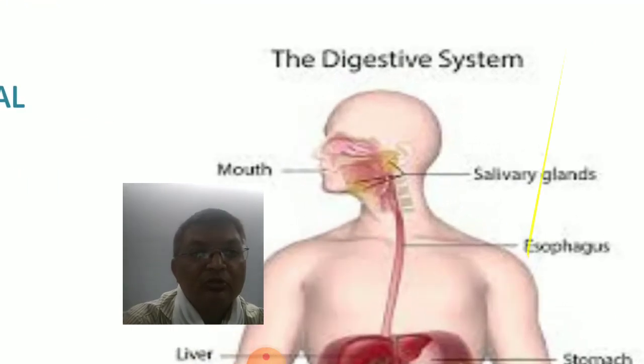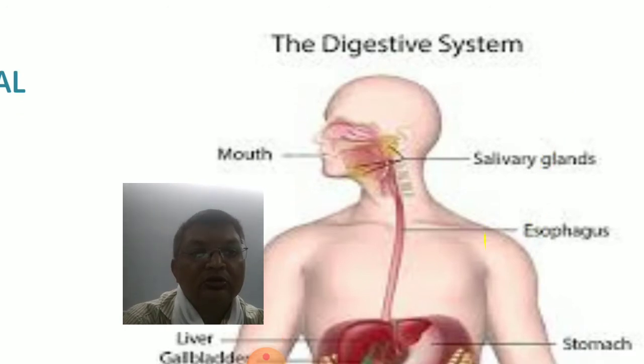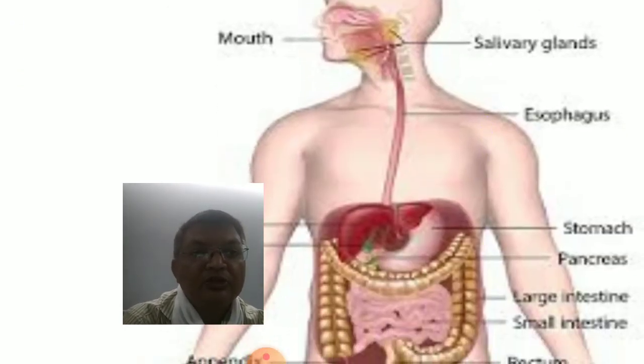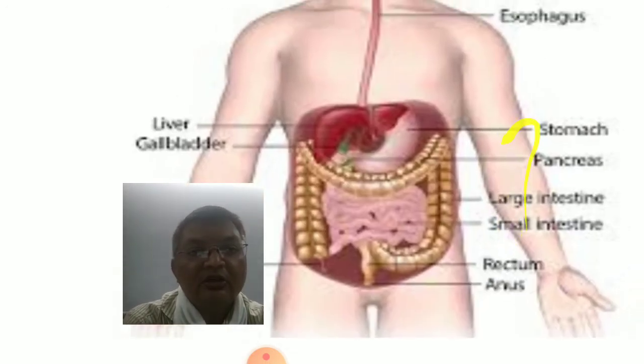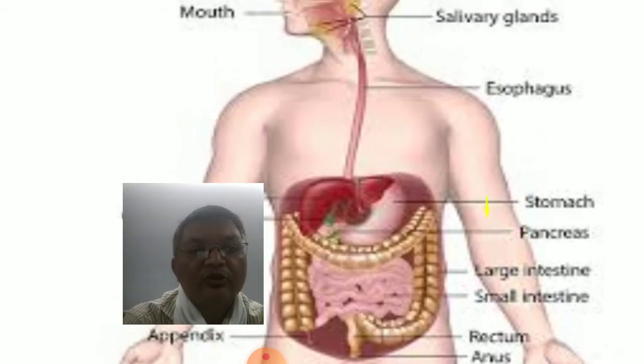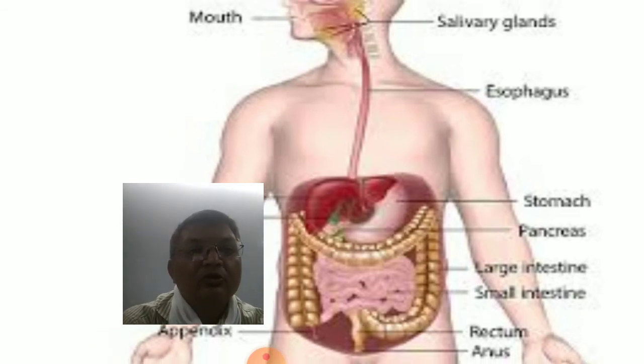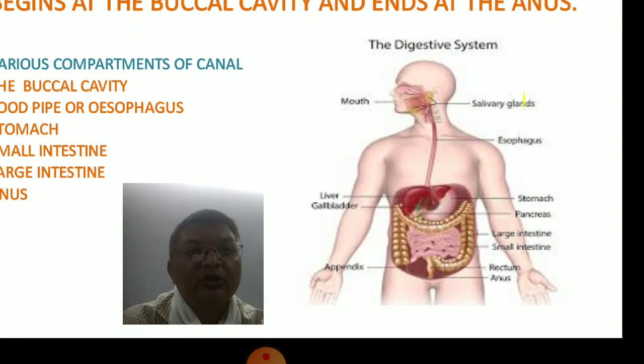In the digestive system, the mouth has salivary glands which produce saliva. Then food is passed to the esophagus and comes to the stomach. There is the pancreas nearby, then the small intestine and large intestine, and finally the anus, through which undigested food is released. So it's very easy, not to worry at all.